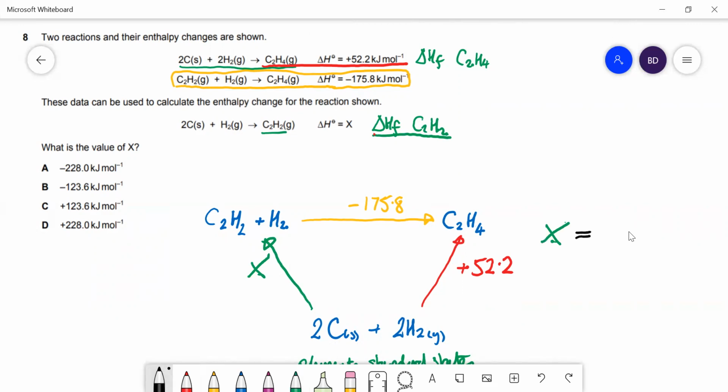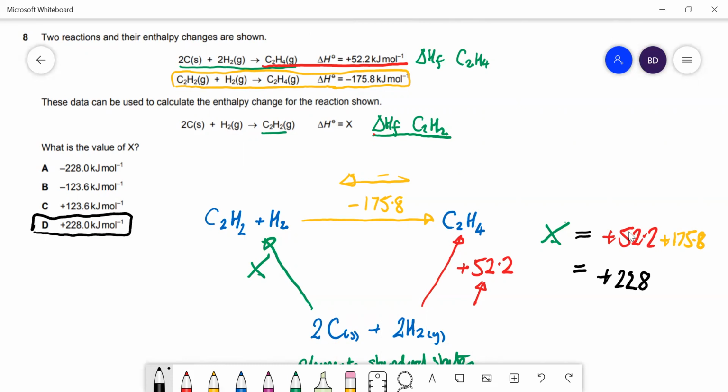Well, I've got to go along the red arrow, I'm in the direction of the red arrow, so I keep the sign, so that's plus 52.2. And then I've got to go along this yellow arrow, but going against the arrow, so I change the sign there, plus 175.8. And we work that out, and it gives us plus 228 kilojoules per mole. So that is our answer, is D.